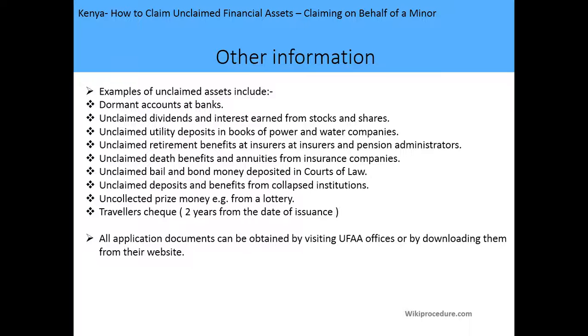Other information is that examples of unclaimed assets include dormant bank accounts, unclaimed dividends and interest earned from stocks and shares, unclaimed utility deposits in books of power and water companies, unclaimed retirement benefits at insurance and pension administrators, unclaimed death benefits and annuities from insurance companies, unclaimed bail and bond money deposited in courts of law, unclaimed deposits and benefits from collapsed institutions, and uncollected prize money, for example from a lottery, and traveler's checks that are more than 2 years old. You need to note that all application documents can be obtained from the UFAA offices or by downloading them from their website.